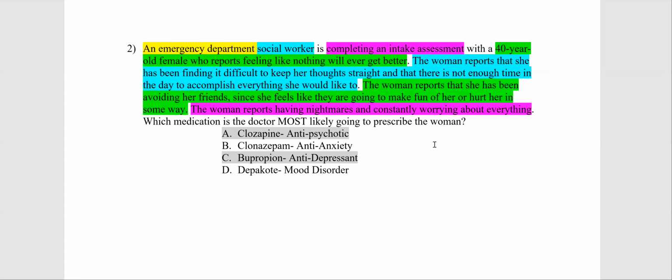So we're either going to look at clonazepam or Depakote. And in this case, we're going to rule out Depakote and go with the anti-anxiety med. Why? Because anxiety meds tend to be fast acting. We're in the emergency department, and we want a quick solution. So that's how we look at that question in particular.